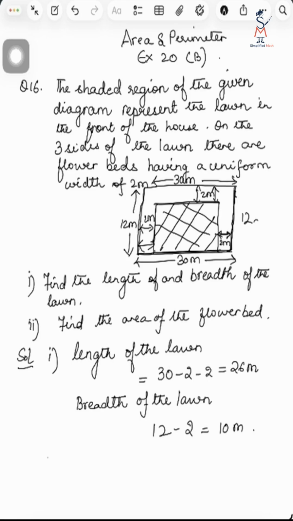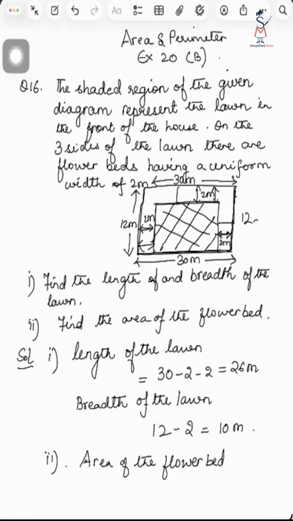Done. Now the second question. Find the area of the flower bed. What will be the area of the flower bed? Area of the flower bed. This much. On the top the flower bed is, on the left it is, on the right it is, not at the bottom. So from the outer rectangle, the bigger rectangle, that is 12 meter and 30 meter, if I subtract the area of the lawn, will I get the area of the flower bed?